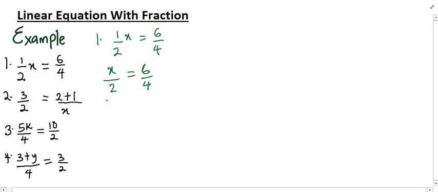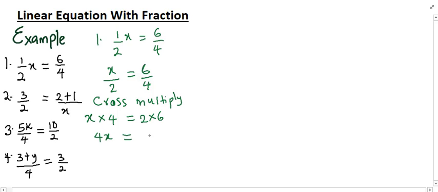Please watch the way I'm taking my time to make sure I simplify everything. Now remember the process, the step that said cross multiply when you have fractions. Now we have fractions, therefore we have to cross multiply. So let's cross multiply. Cross multiply, we are going to have x multiplied by 4 is equal to 2 multiplied by 6. X times 4 is 4x, right? And then 2 multiplied by 6 is 12.